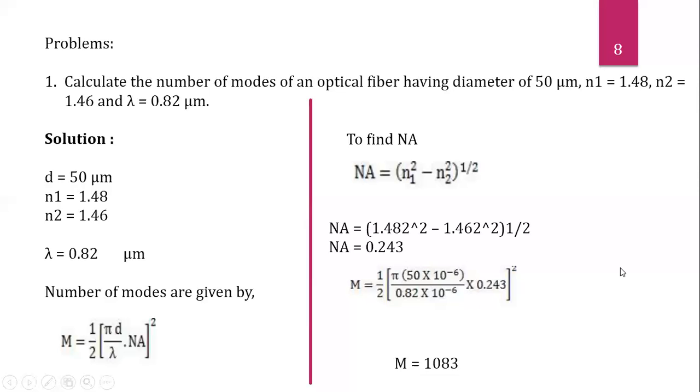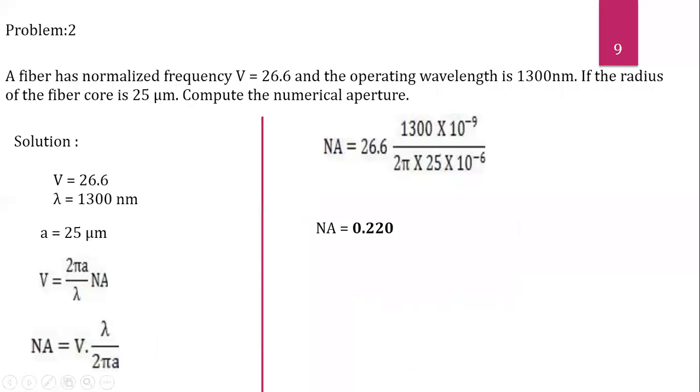Yes. So now we can move to the second problem. A fiber has normalized frequency V equal to 26.6 and the operating wavelength is 1300 nanometer.